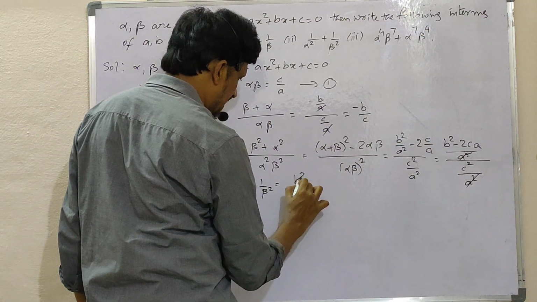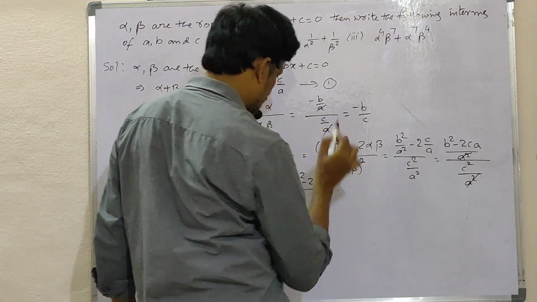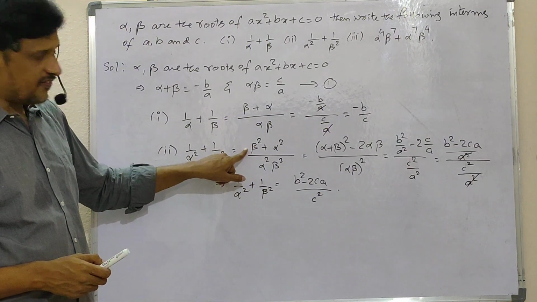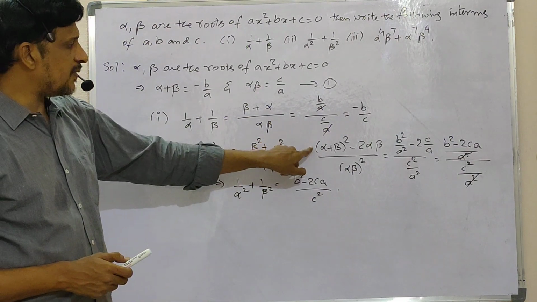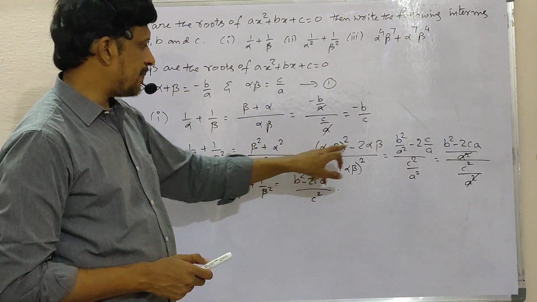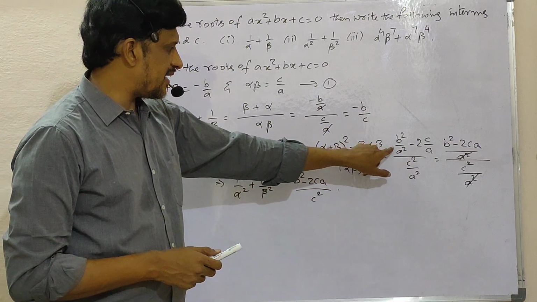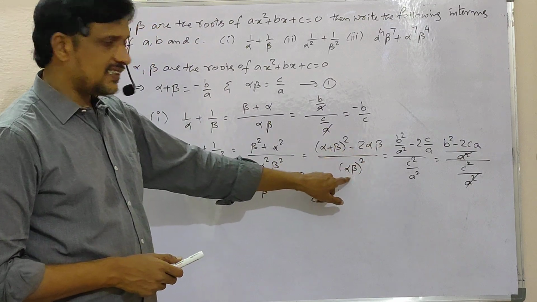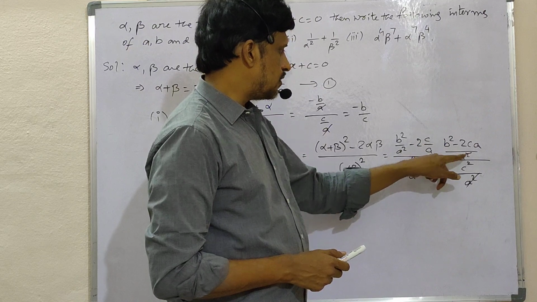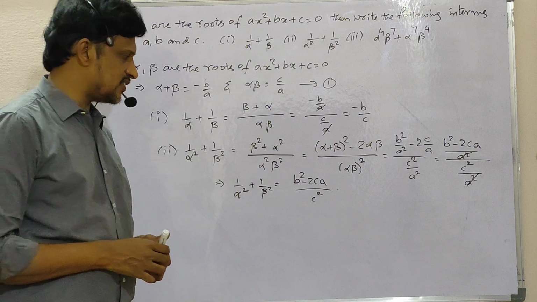Then you are getting the required result, which is equal to b square minus 2ca whole by c square. Here the numerator is in the form of alpha square plus beta square, so you can write alpha plus beta whole square minus 2 alpha beta. Write these values, minus b by a and c by a. Then minus b by a whole square will be b square by a square, minus 2 into c by a, the product of the roots. If you take the LCM of these two denominators, the a square and a square get cancelled. b square minus 2ca by c square is the required result.